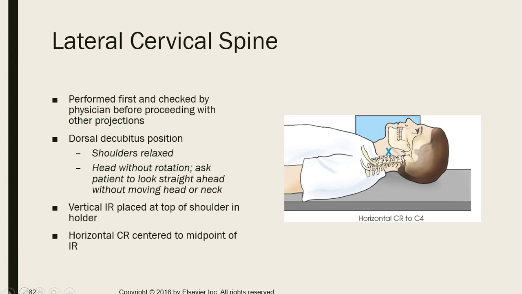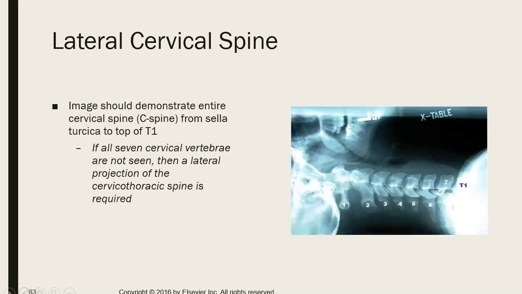Our image receptor is going to be placed again vertically at the top of the shoulder in a grid holder, and our central ray will be horizontal and centered to the midpoint of the image receptor, which would be about at C4. Our image again should demonstrate the entire cervical spine from the sella turcica to the top of T1. If all seven cervical vertebrae are not seen, then a lateral projection of the cervicothoracic spine is required, which would be our swimmer's position.